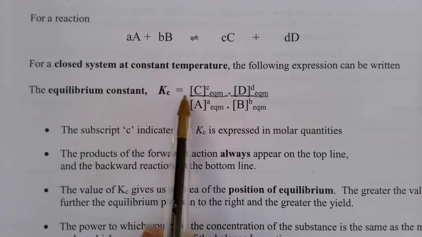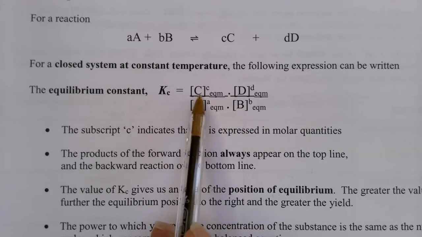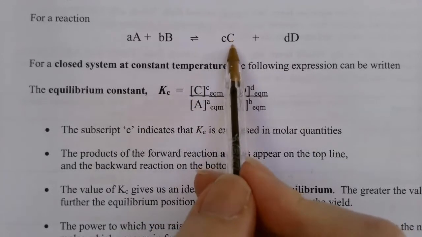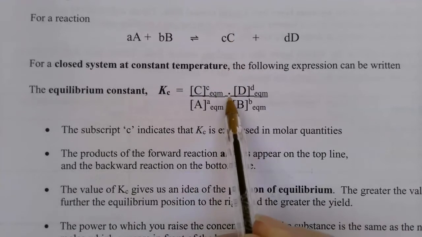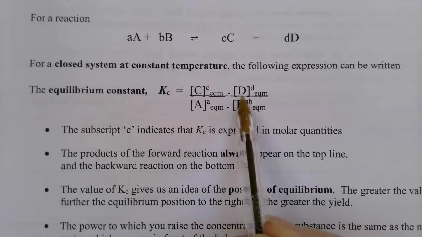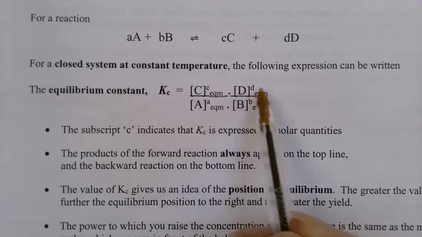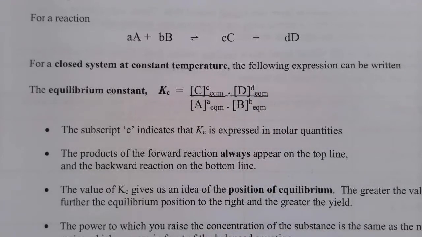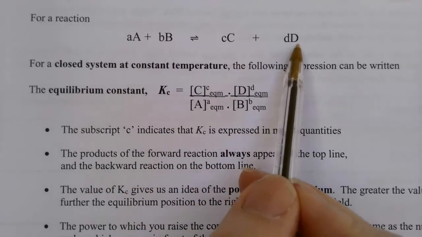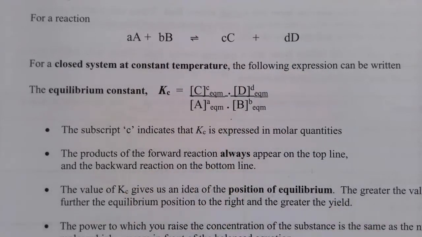So the Kc is equal to the concentration of C, that's one of our products, times the concentration of D, all at equilibrium, and all raised to the powers in the balanced stoichiometric equation. So it's important you always quote an equation so we understand our expression.